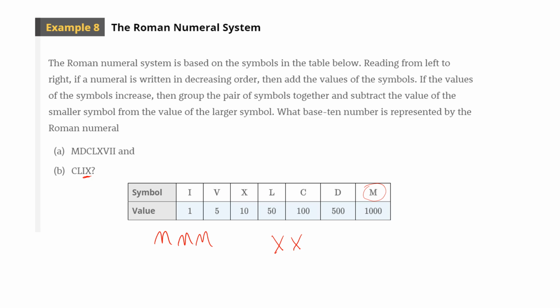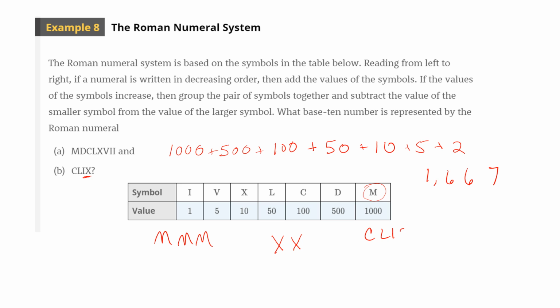So here I would have M is 1,000, D is 500, C is 100, L is 50, X is 10, V is 5, and then I have 2 ones. So in base 10, that would be 1,667. And I know to add those together because I didn't have any place where I switched between a smaller and a larger. I kept going down in size.